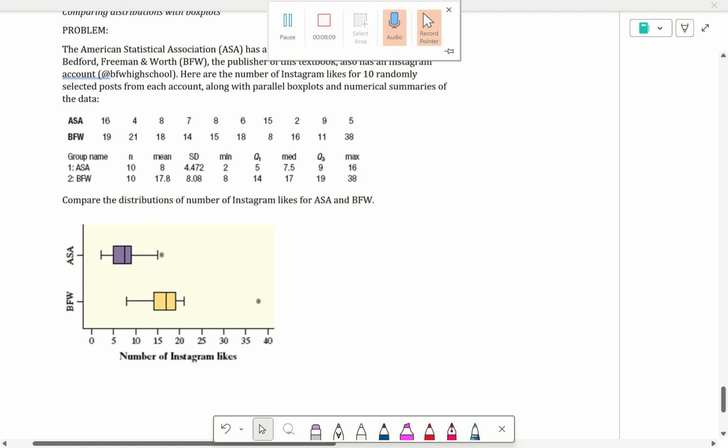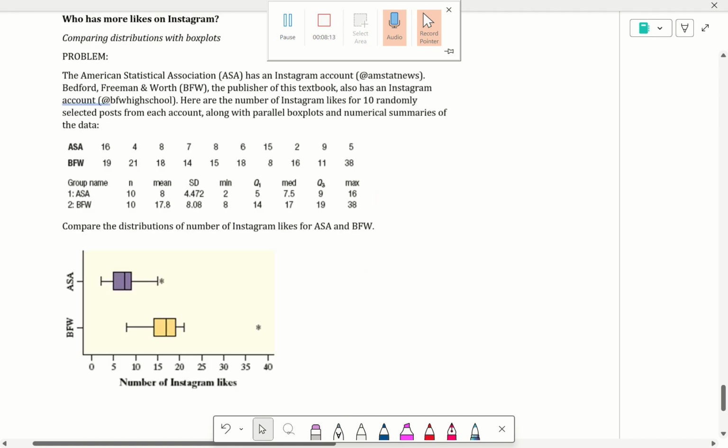All right, so as we look at this problem, we're going to compare distributions. Let's read it though. The American Statistical Association has an Instagram account. We just looked at those likes a moment ago. Bedford, Freeman, and Worth, the publisher of this textbook, also has an Instagram account. So we have observations of the likes for those two Instagram accounts for 10 randomly selected posts from each account. We've been given parallel box plots and numerical summaries of the data.